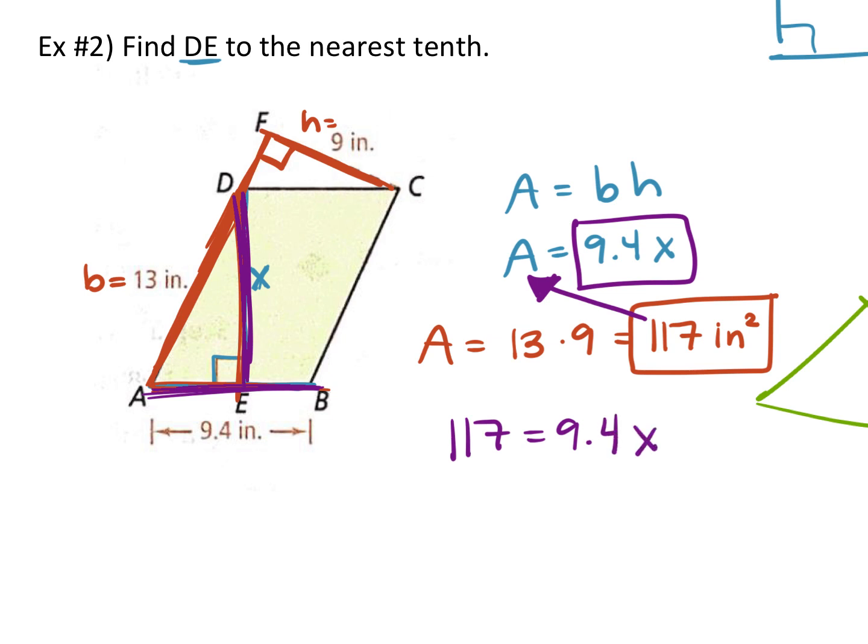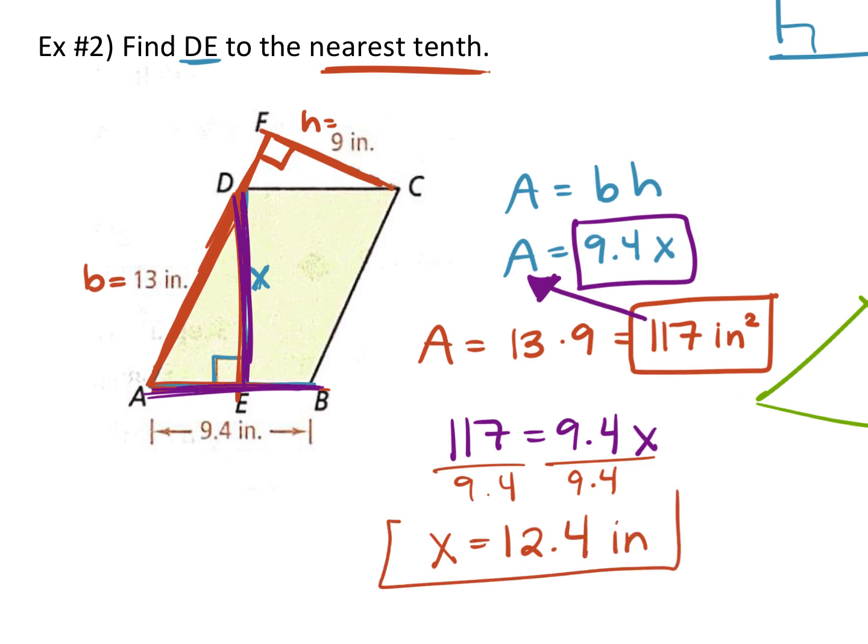Because my area using the purple, or what was the blue, would be 9.4 times x. Wait, why can't you just divide 117 by 9.4? That's what you're going to do. To solve for x here, you're going to divide by 9.4 on both sides. So 117 divided by 9.4, that means x, or DE, the thing they asked you to find, to the nearest tenth. How many decimal places is nearest tenth? One. So 12.4, and this is just inches because it's not an area, it's a length, right? How long is that? It's 12.4 inches.